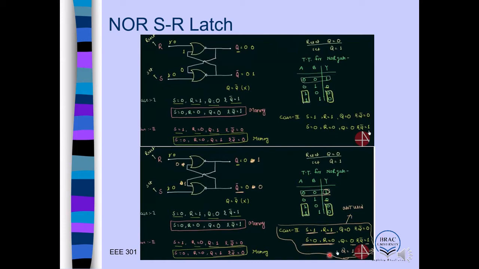So this is basically an unstable state. This is the unstable state because for case 3, for S equals 0, R equals 0, we got Q equals 0, 1, and also we got 1, 0. So this is an unstable state.